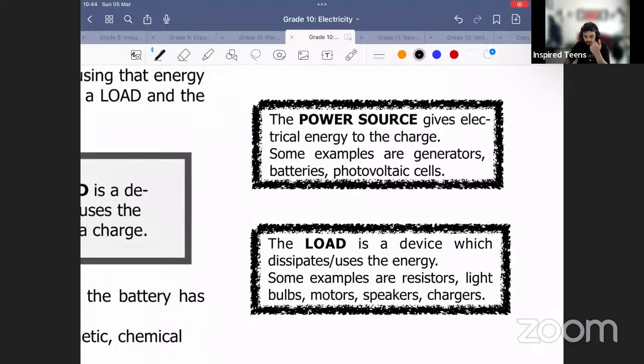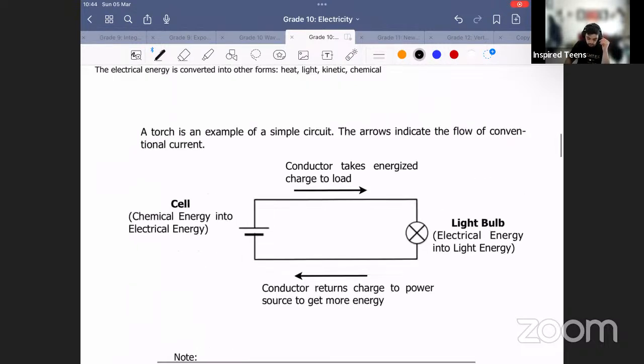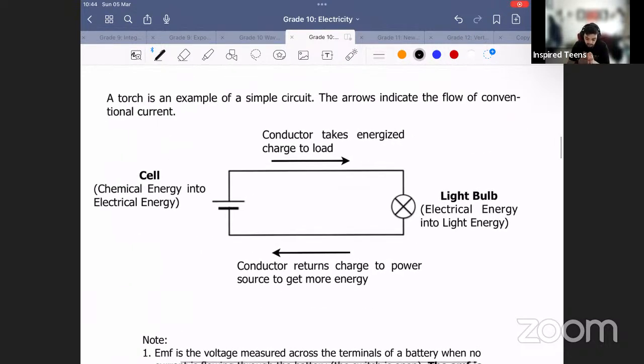So the power source gives electrical energy to the charge. Some examples are generators, batteries, or photovoltaic cells. The load is a device which dissipates or uses the energy. Some examples are resistors, light bulbs, motors, speakers, chargers, and so on and so forth. A torch is an example of a simple circuit.